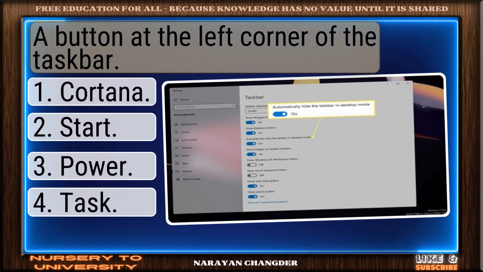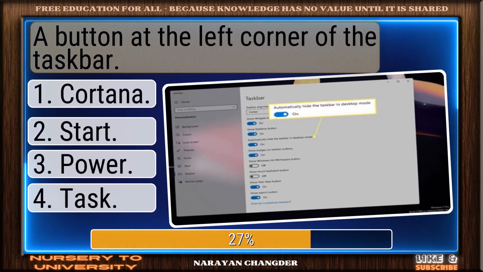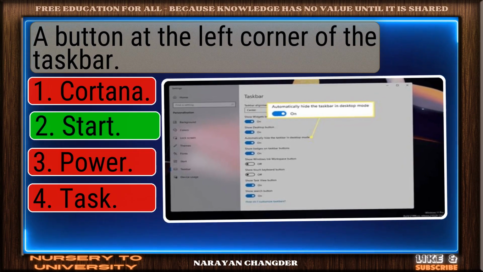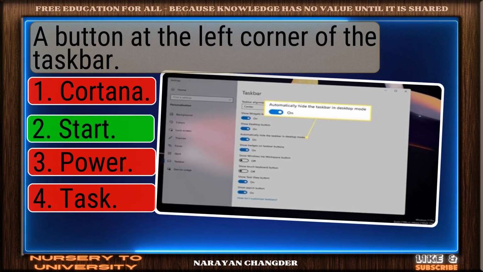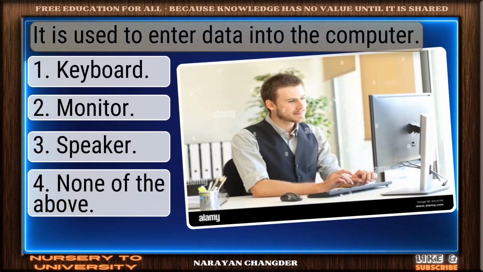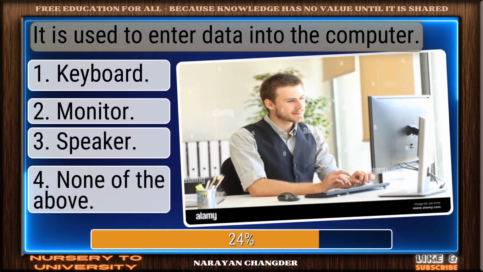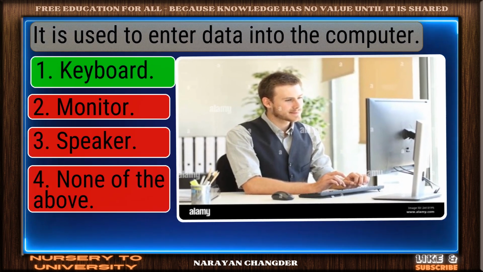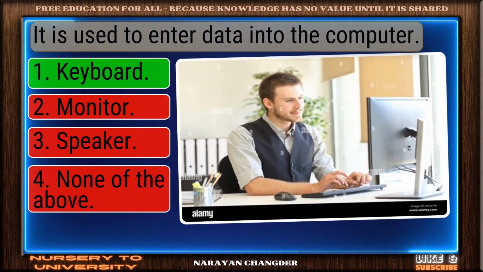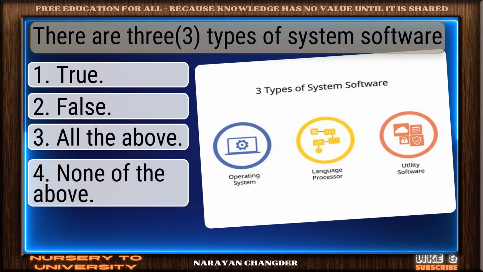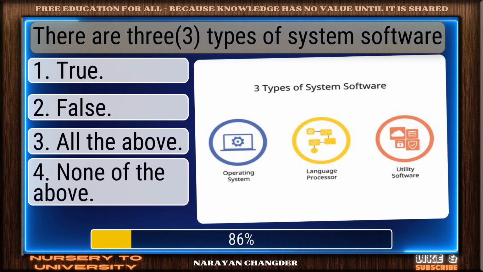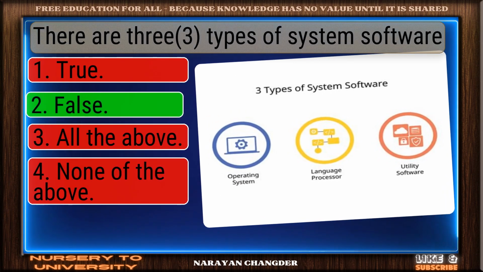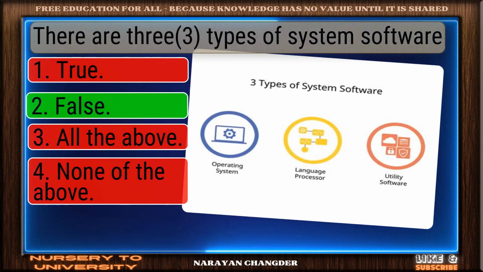A button at the left corner of the taskbar. Strong choice. Start is the right answer. It is used to enter data into the computer. Right choice. Keyboard is the best answer. There are 3 types of system software. Nice selection. False is the correct and valid answer.